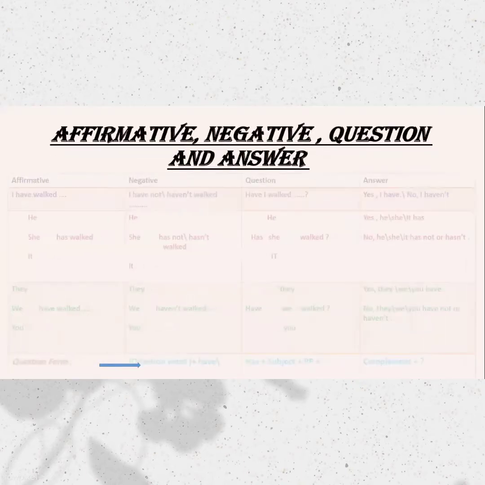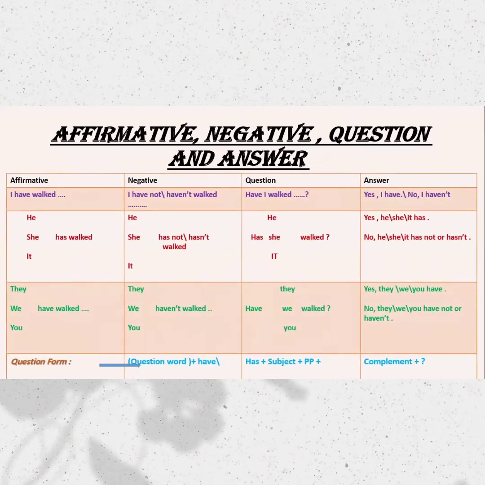And then I gave you some idea about the different forms for the affirmative, the negative, the question, and the answer when using the present perfect. For example, he has walked to school. And if we want to change the sentence into a negative, we simply negate the helping verb or the auxiliary, so have not, or has not.